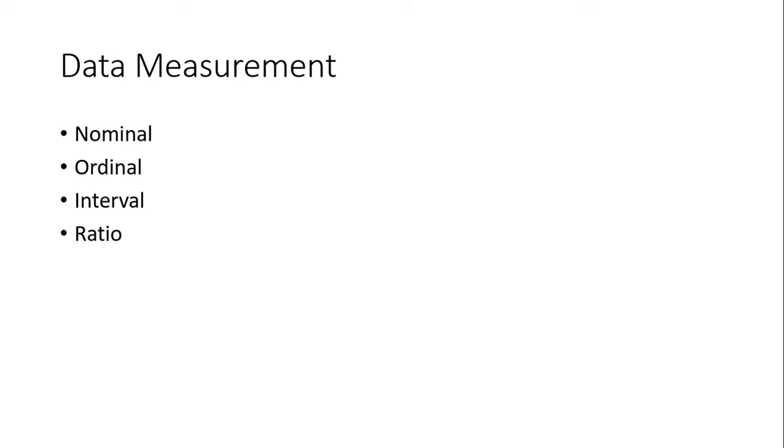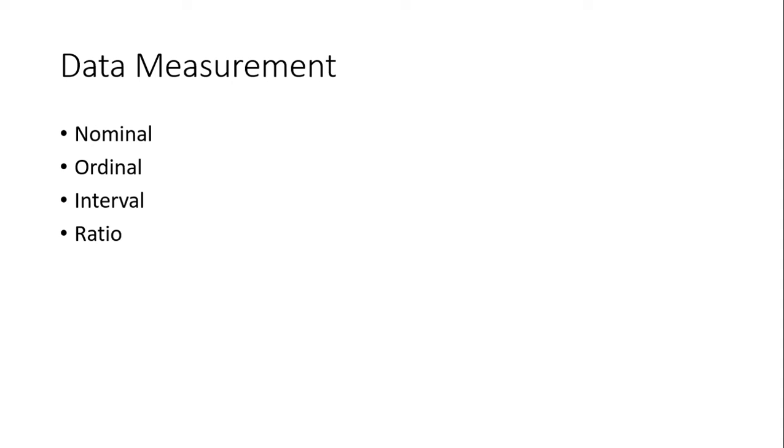So data measurement in common can be in four levels: nominal, ordinal, interval, and ratio. The lowest level of data measurement is known as nominal level, and numbers representing nominal level data can be used only to classify or categorize. Then we have ordinal level, which is higher than the nominal level, and in this case the data will have a certain kind of an order. So that's why it's called ordinal.